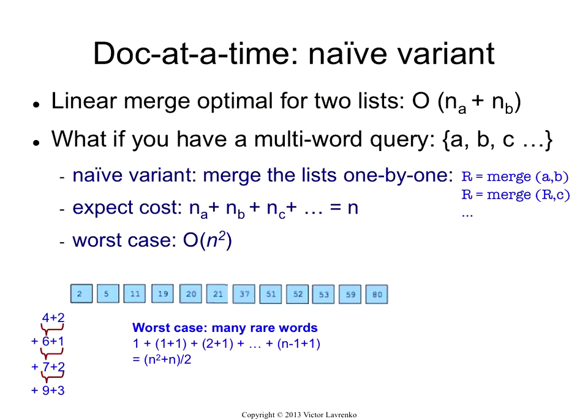If you have a query with lots of rare terms, then this naive merging strategy ends up being a lot more expensive than it should be. If you have a query with long lists and not too many of them, then this is actually a very reasonable way of doing it. But if you have lots of short lists, this is really bad. So can we do any better than this?